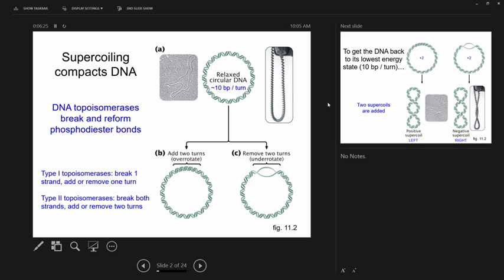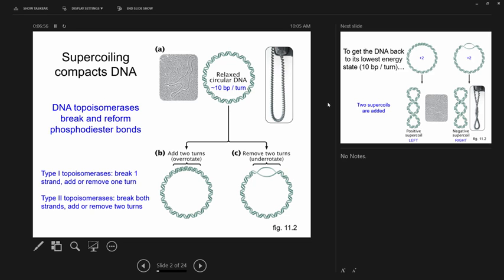Type 1 topoisomerase will break one strand and then turn it around like this and cause it to form again. You see that? So break it, turn it around, right? So you're either adding or removing one turn. Type 2 topoisomerases break both strands at once, pass the whole piece of DNA through, and close it up again. So because of that, topoisomerases are going to add or remove two turns.